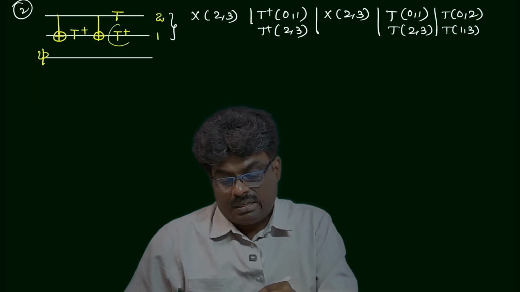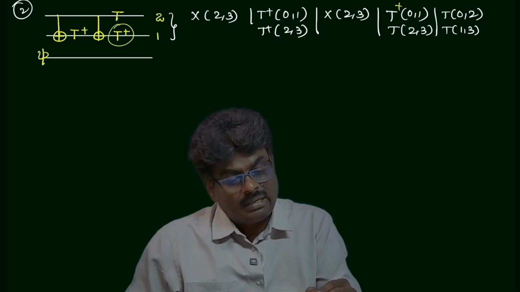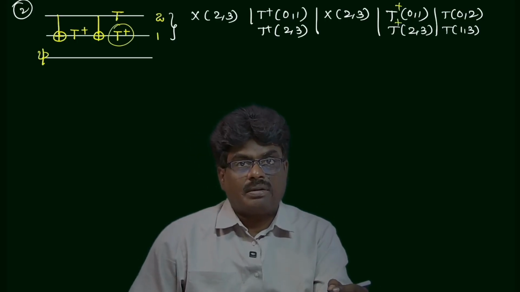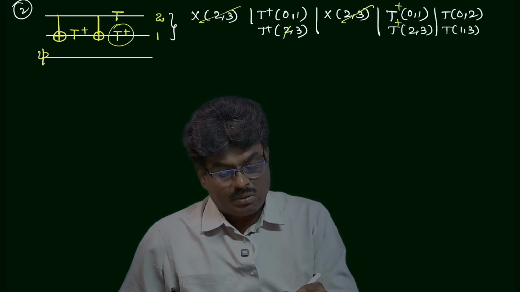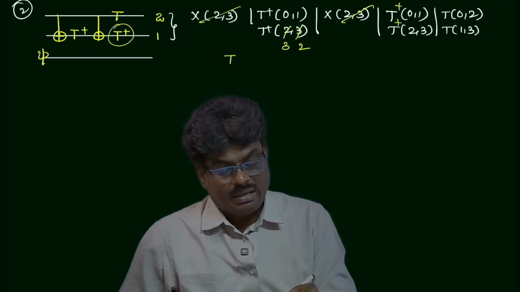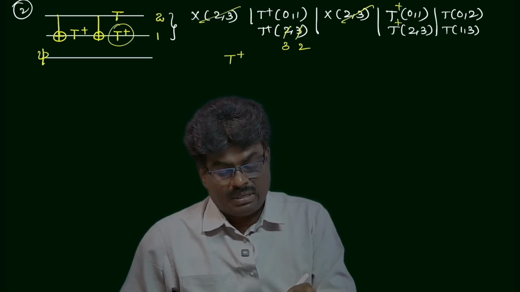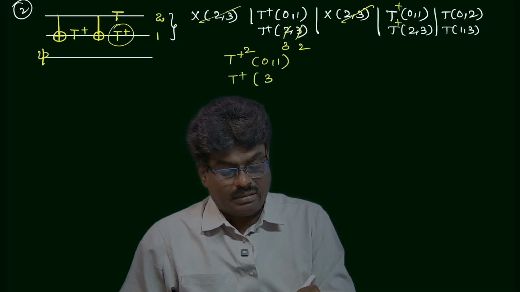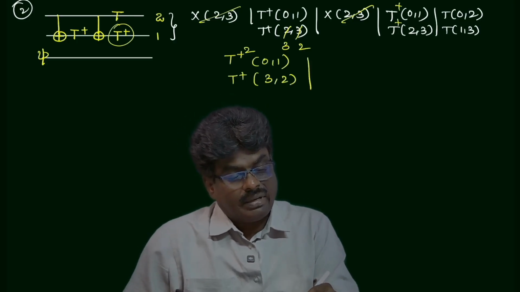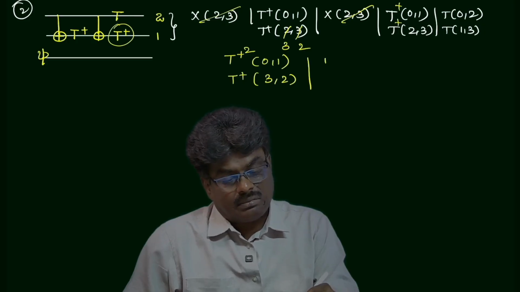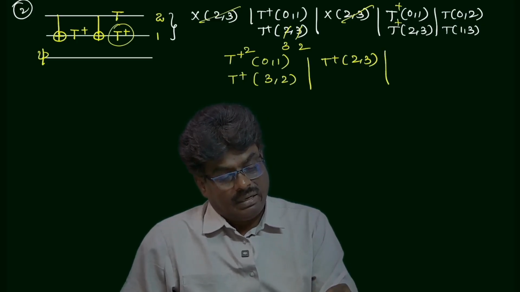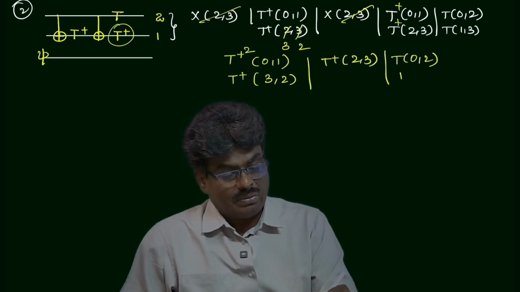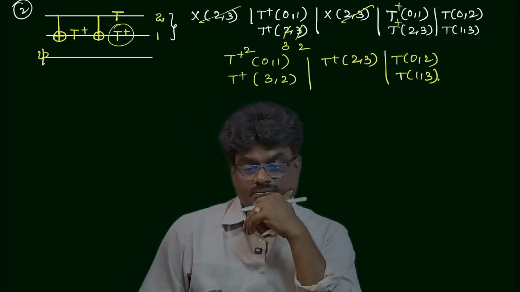So here this is a T dagger, and this is also T dagger. Okay, right. Fine. So this one as it is, 2 3 2 3 cancel, 2 becomes 3, 3 becomes 2. So finally here we have T dagger 0 1, T dagger 0 1, that is T dagger square 0 1. And after that T dagger 3 comma 2 is there, and finally here we have T dagger 2 comma 3, because already 0 1 is gone. And after that again we have T of 0 2 and T of 1 comma 3. Fine.